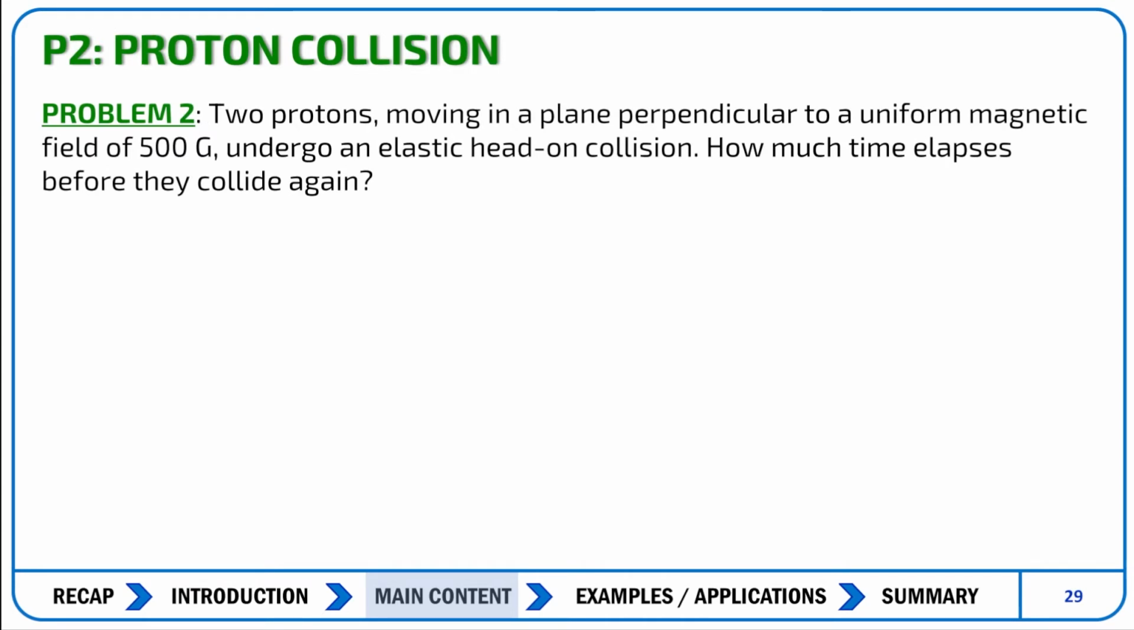So in problem 2, two protons moving in a plane perpendicular to a uniform magnetic field of 500 gauss undergo an elastic head-on collision. How much time elapses before they collide again? So we first have to analyze the problem to see what we're trying to solve. First, both particles are identical in mass, so we have an elastic collision. So what is given to us, we know that an elastic collision has taken place.